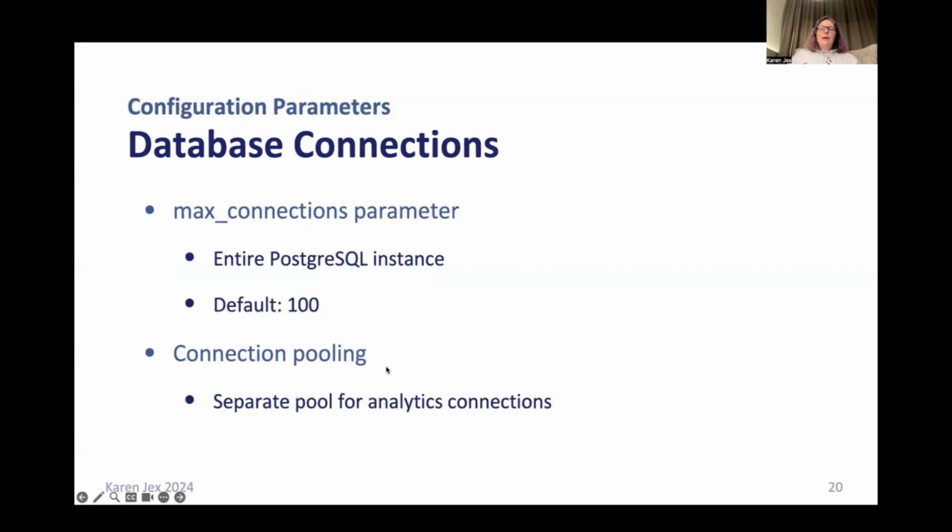The max connections parameter specifies the maximum number of concurrent client connections that are allowed for your entire Postgres instance. It's 100 by default, and on most systems, you don't want to increase it too much higher than that. The chances are there won't be that many concurrent analytics connections, but those connections, as we said earlier, are likely to be using a lot of resources. So you probably want to restrict those to a much smaller number. And one way you can do that is by using connection pooling. You could create a separate, smaller pool of connections for your analytics connections.